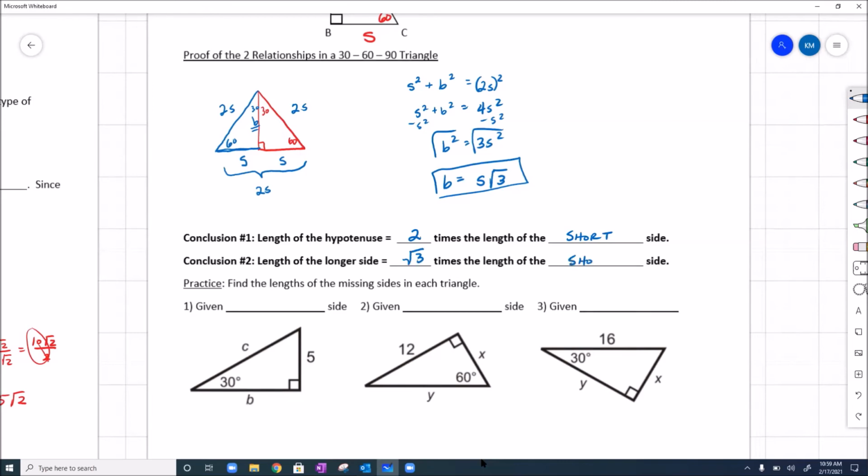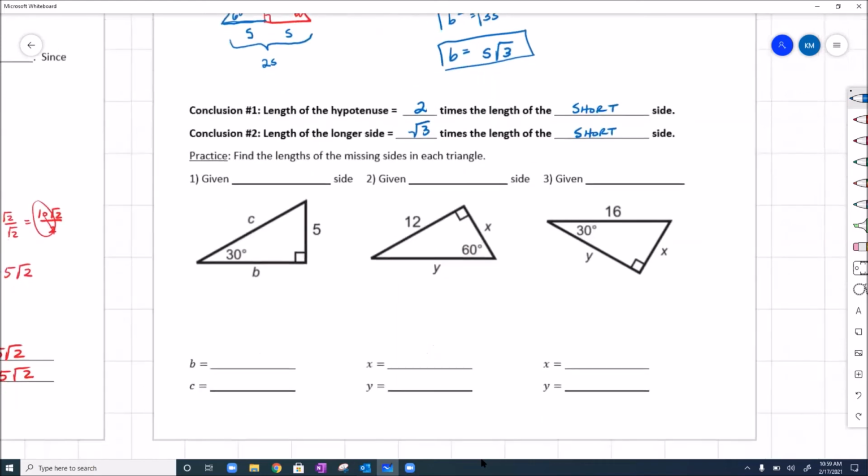So notice here that really in the 30, 60, 90 triangle, we want to get back to our short side so that we can find the other lengths of the triangle. There are 3 ways that we can do this. Obviously, we can either get the short side, the long side, or the hypotenuse. No matter what we're given, we need to be able to go to the other 2 sides. So we can solve for the missing lengths given the short side, obviously.